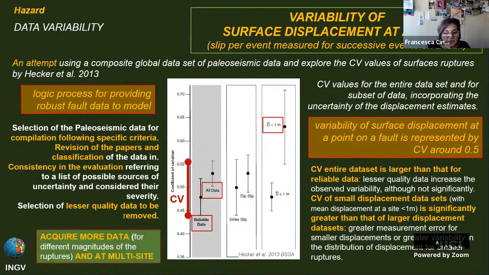But I found that the authors were good in finding the logical process for providing robust fault data to model. They made a compilation following specific criteria, revision of the papers and classification of the data. They found consistency in the evaluation referring to a list of possible sources of uncertainty, and then they made a selection of lesser quality data to be removed. So there's a lot to do to explore this variability of surface displacement at the point, but we need to acquire more data for different magnitudes of the earthquake and also at multiple sites.